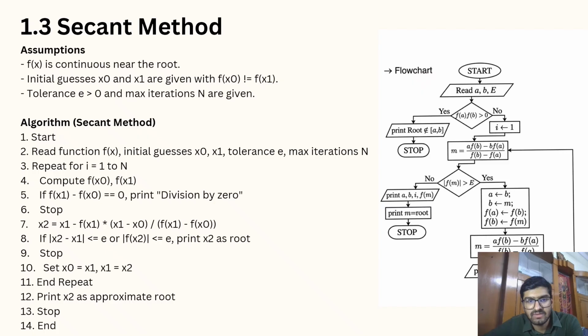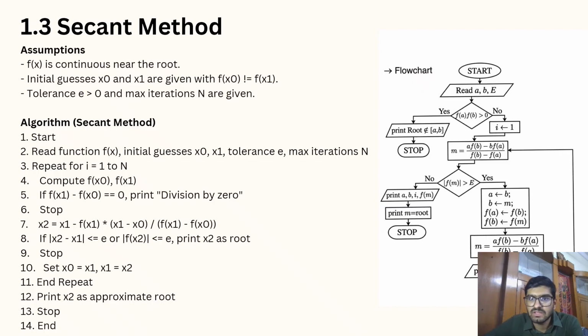Then if any of the conditions is true, print x2 as the root and stop. Or else set x0 equal to x1 and x1 equal to x2 and repeat until the condition i equals n is reached, or it stops in between. Then print x2 as the approximate root and stop the algorithm.